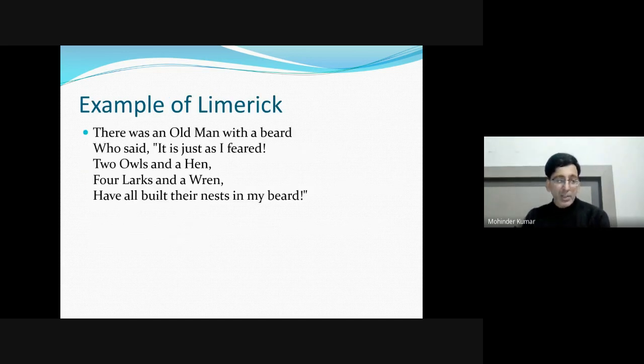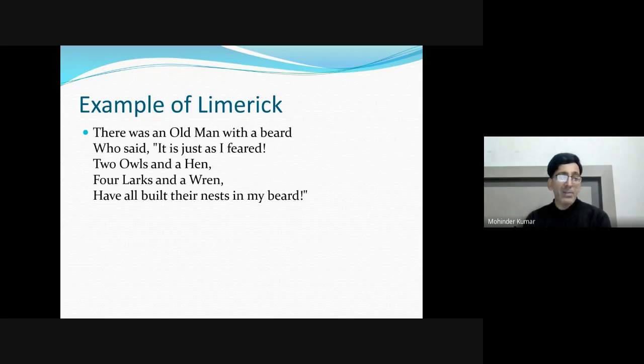Ye 5 lines ki poem hai. Zara dekhiye. First, second aur last mein dekhiye. There was an old man with a beard, who said it's just as I feared. Dekho pehli, doosri aur last line ki bhi kya aa rahi hai? Beard. Inki rhyme scheme same hai. Have all built their nest in my beard. To dekhiye inki rhyme scheme same hai. Beard, feared, beard. Agar aap syllable count karoge to 7 to 10 tak hain.